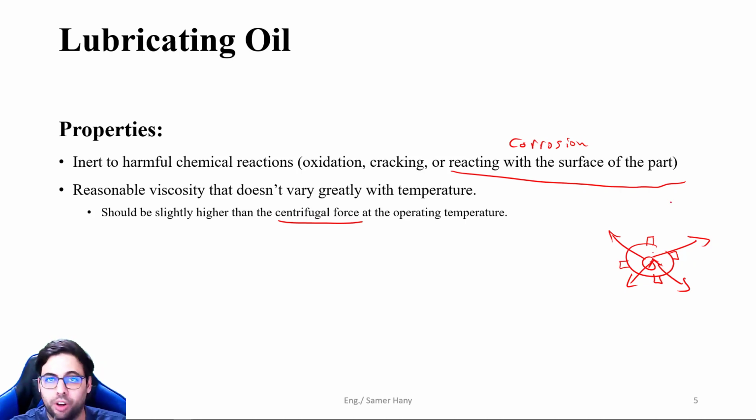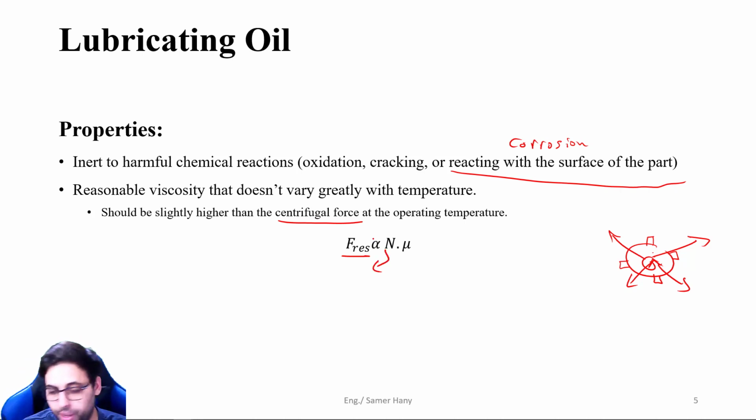Okay, so we want the oil to be sticky enough to stick to the surface, or have a reasonable viscosity to stick to the surface, and we don't want this viscosity to be too high so that it starts building some extra load on the machine or on the motor that operates this machine. So this is the resistance force, and this resistance force is directly proportional to the RPM or the speed of revolution. This is RPM, and this is the viscosity.